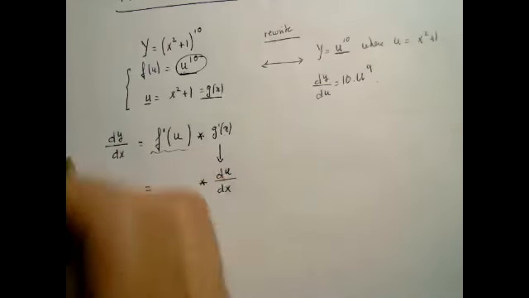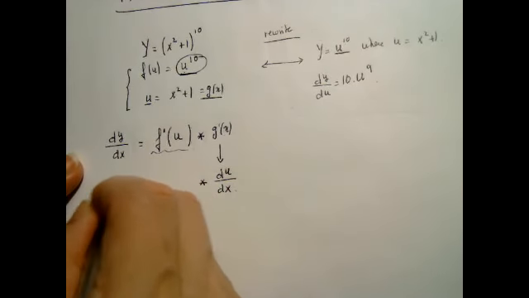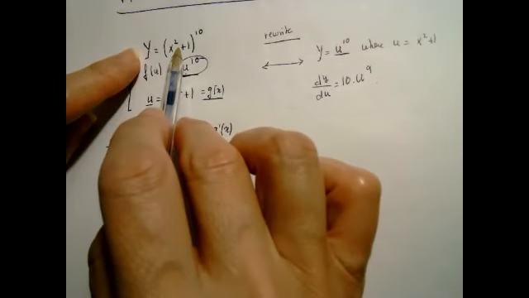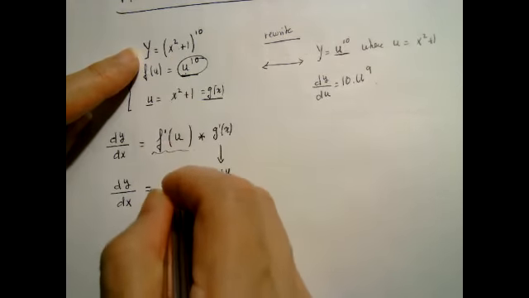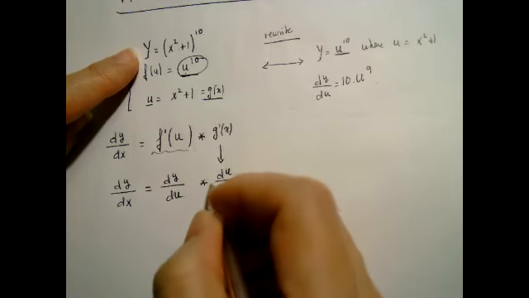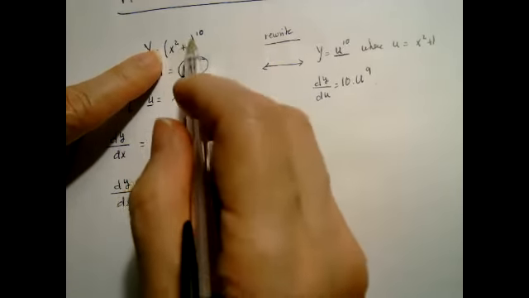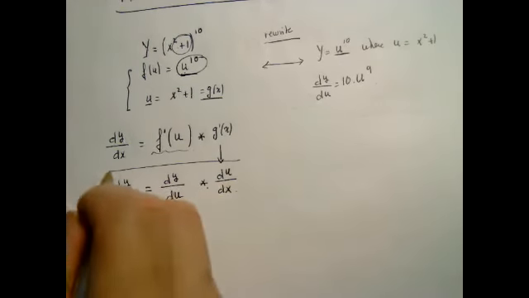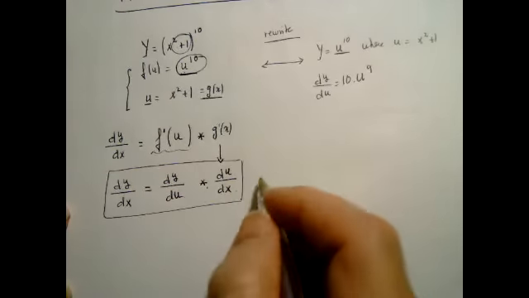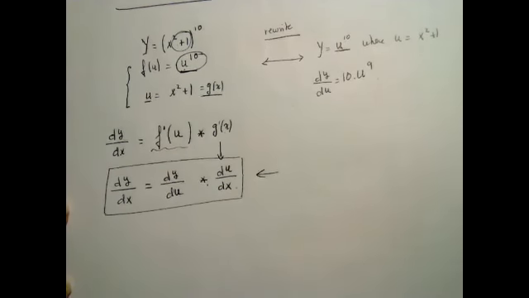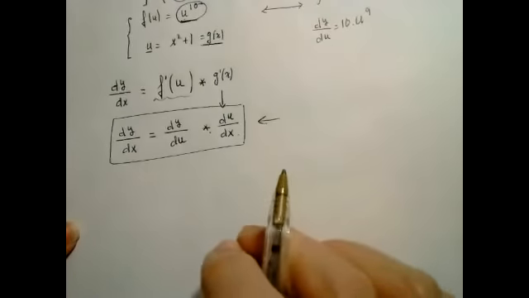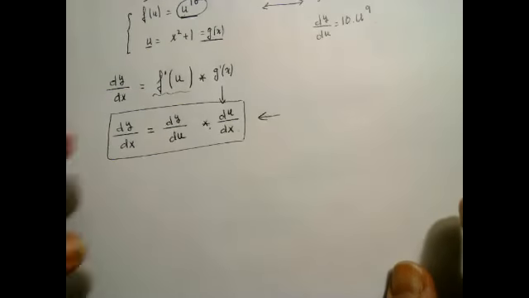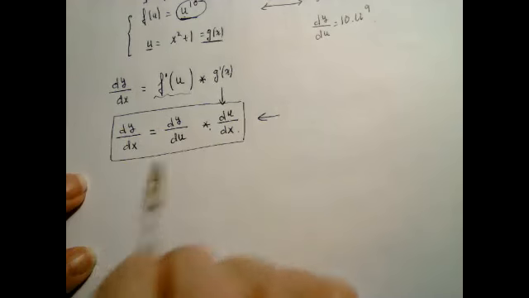So another way to write the chain rule is like this: dy dx equal, I take this y and put a u in here, and I find dy du. Then I multiply it by the derivative of the inside, which is du dx. This is another form of the chain rule, which is called the Leibniz notation. You have to be familiar with it because a lot of books use it. So let me do another problem.